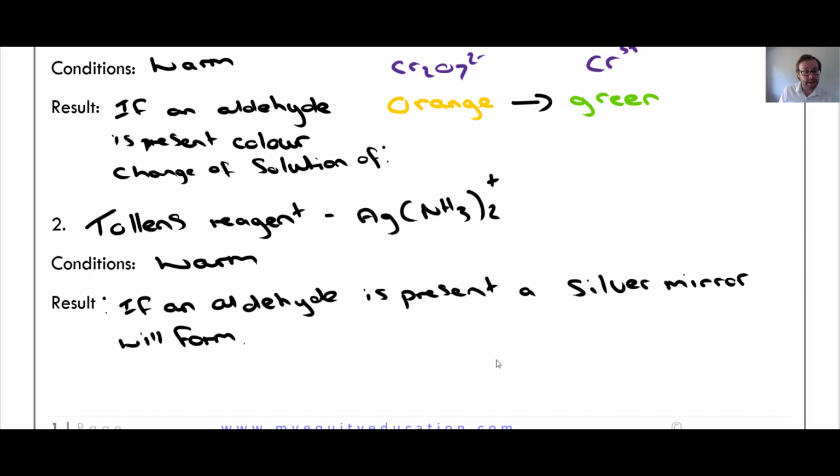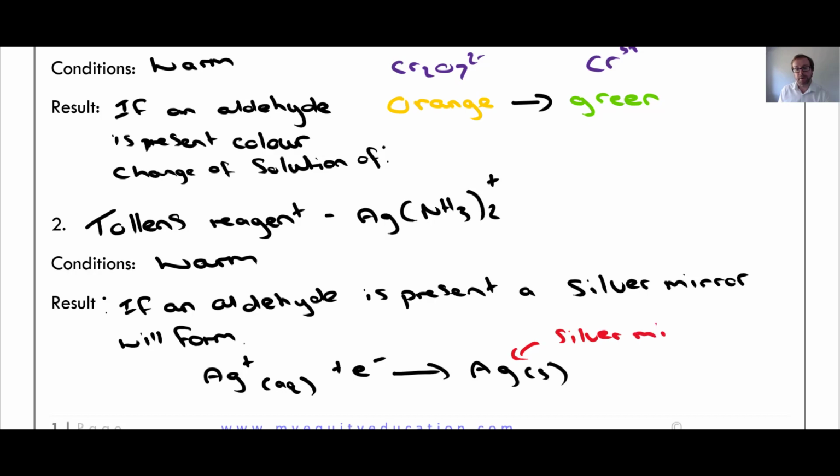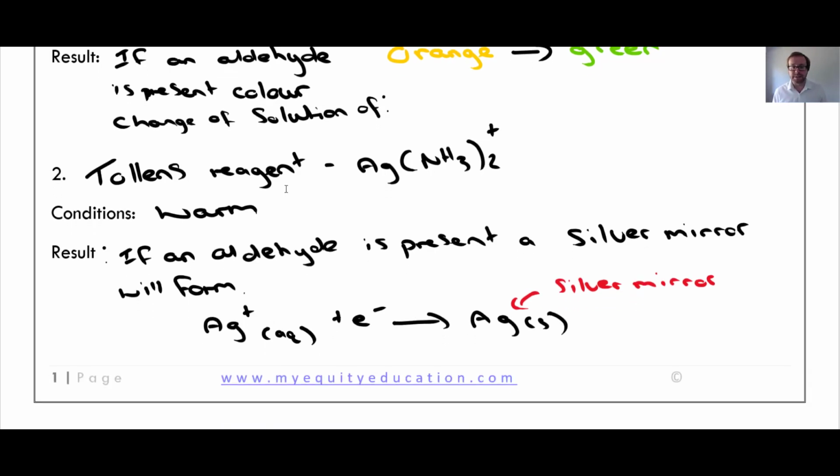What actually happens is that the Ag plus, which is in solution, is reduced to silver. So this is my silver mirror. As I was saying, it's usually done in a test tube, and on the inside of the test tube there will be silver coating, which looks like a silver mirror. That's why we call it the silver mirror test, or adding Tollens reagent produces the silver mirror.